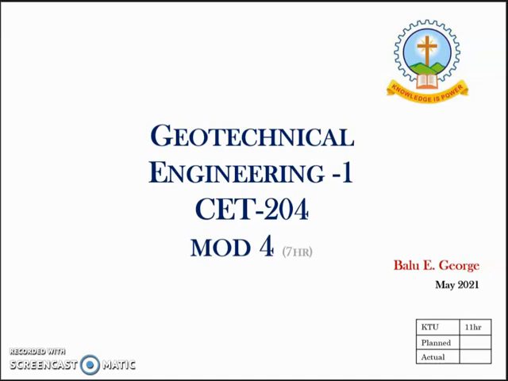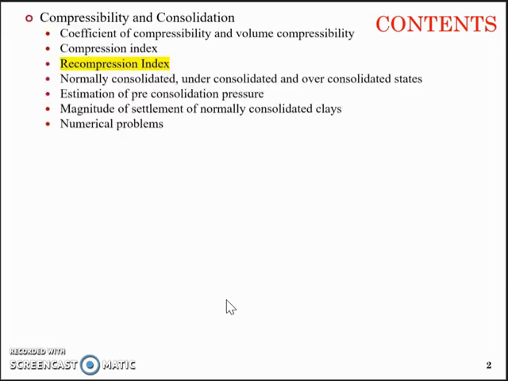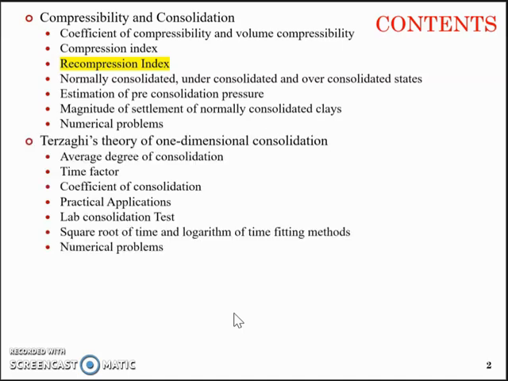Good morning all. Module for Geotechnical Engineering 1. These are the contents: the compressibility and consolidation, in which we will discuss the coefficient of compressibility and volume compressibility, compression and recompression index, NCC and OCC, estimation of pre-consolidation pressure, magnitude of settlement of NCCs, and a few numerical problems. Besides that, we'll have a brief discussion on Terzaghi's theory of one-dimensional consolidation.